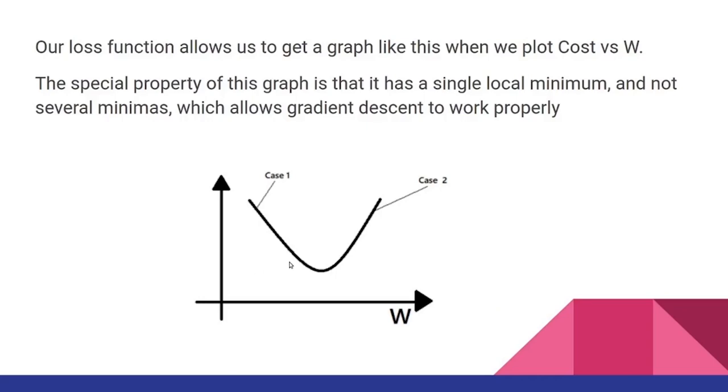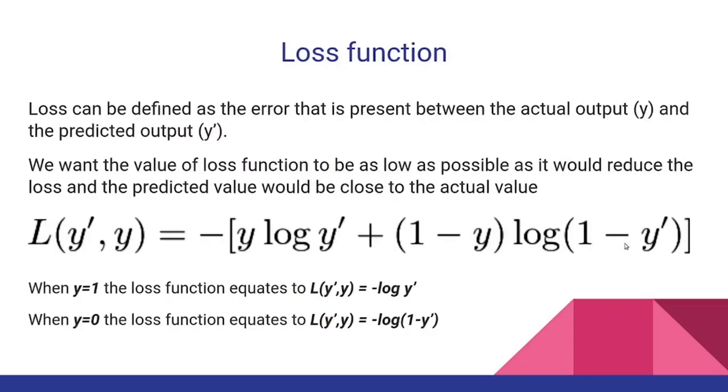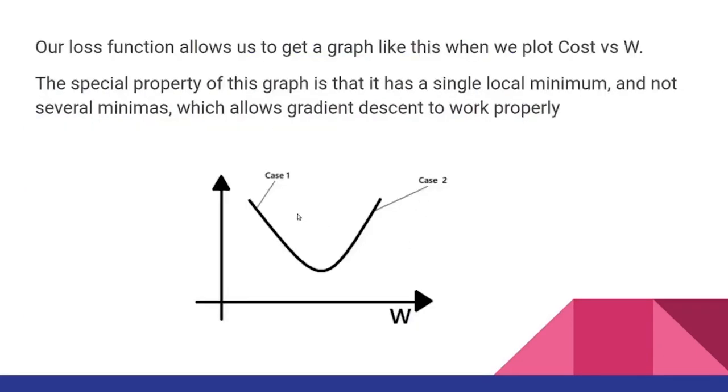And yeah, this is how the loss function looks. And also, the reason why we chose that particular loss function, even if it looks a little bit random, is that this particular loss function gives us this particular plot when we plot W with the cost function. It allows us to have one single local minimum and not several minima.